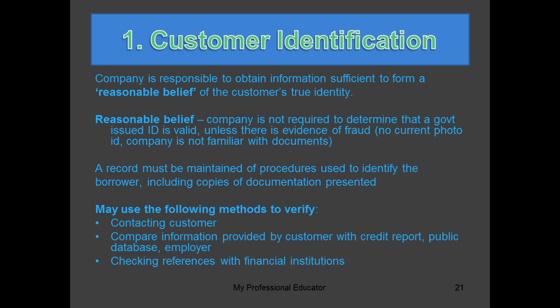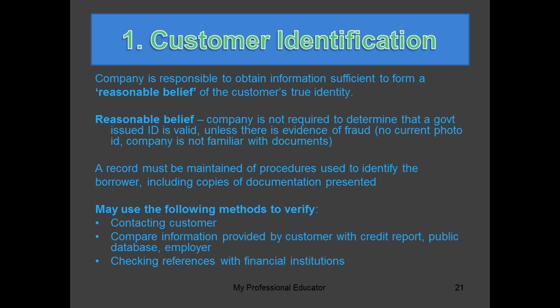In other words, when they show you a government ID with their picture on it, unless it's really obvious that it's fraudulent, for example, there's no photo on it, or it's some kind of document from a place that you never heard of and something about it doesn't look right, you don't really have to take a step further, like, is this really a New Jersey driver's license? If you already know what a New Jersey driver's license looks like.